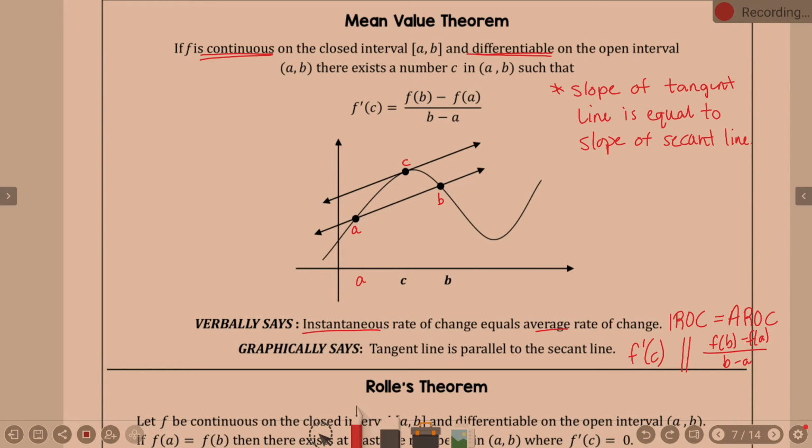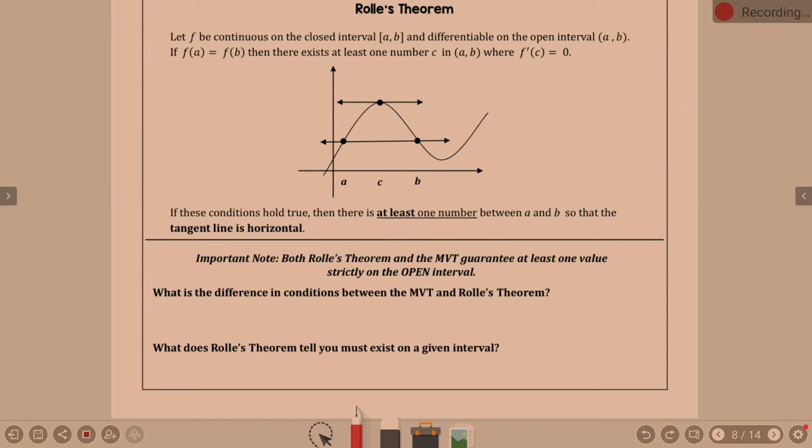Okay. This is the mean value theorem. We're going to apply it here in a little bit. A sidebar of the mean value theorem is Rolle's theorem. It is basically the mean value theorem, but a special, specific case of MVT. You'll notice a lot of this starts off the same. Let f be continuous on the closed interval and differentiable on the open interval.